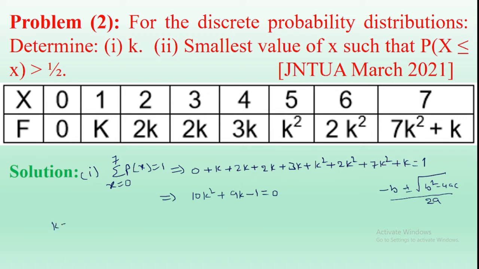So k is equal to minus 9 plus or minus square root of b square. 9 square value is 81 minus 4 into a, a value is 10, c value is minus 1. Here minus into minus is plus, 4 into 10, 40, divided by 2 into a, a value is 10, so 2 into 10, 20. So that is equal to minus 9 plus or minus square root of 81 plus 40, 121, divided by 20. So that is equal to minus 9 plus or minus square root of 121 is 11, divided by 20.